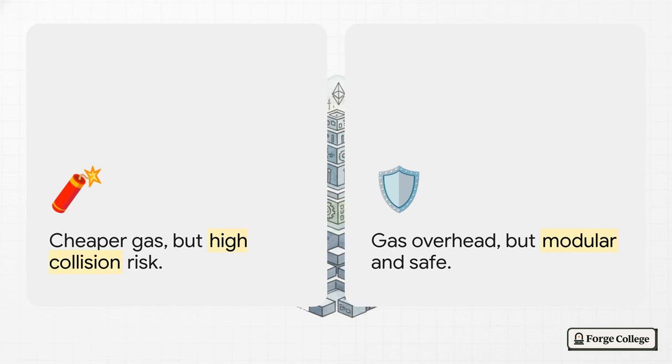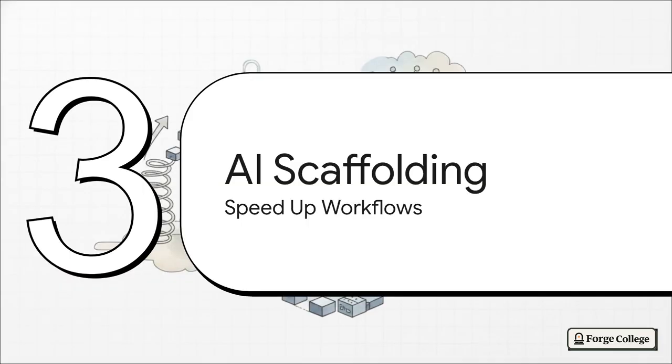On the flip side, a layered architecture costs a little more in gas overhead, but it buys you modularity, safety, and upgradability. Basically, we're investing a tiny bit of gas to buy ourselves safety and sanity, and trust me, it is almost always worth it. Now I know what you're thinking. Building all this boilerplate structure from scratch sounds super tedious.